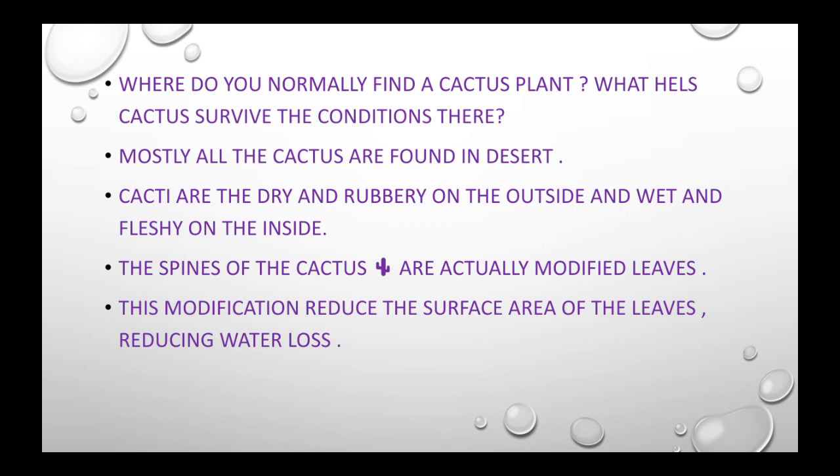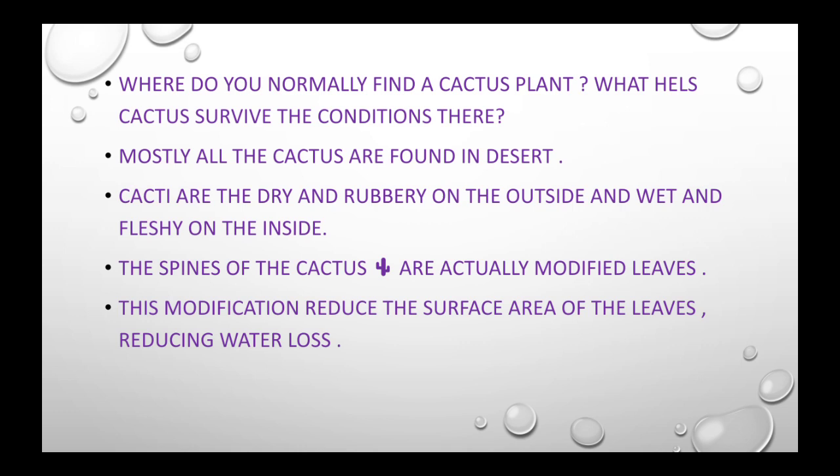The spines of a cactus are actually modified leaves. This modification reduces the surface area of the leaf, reducing water loss. The stem of the cactus stores water. These modifications help the cactus survive extreme temperatures and lack of water in the desert. This specialized feature is called adaptation.